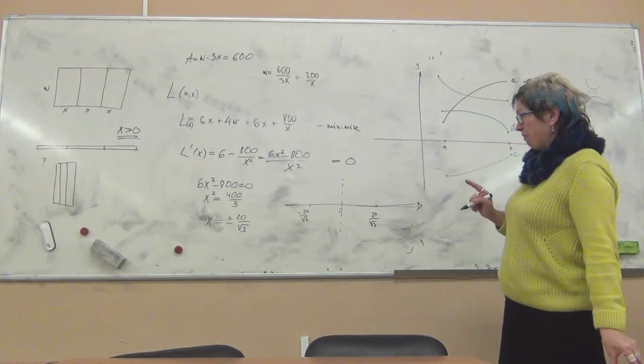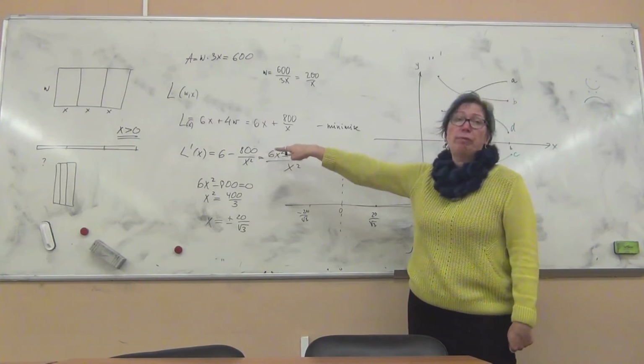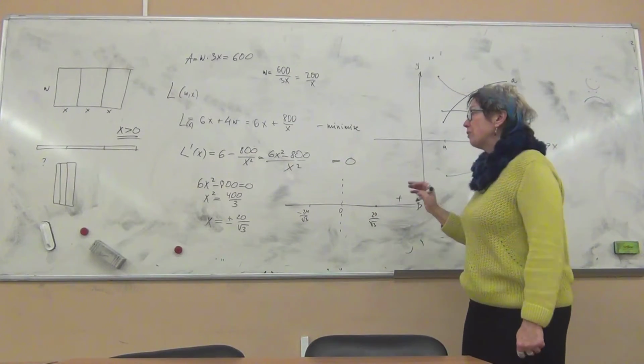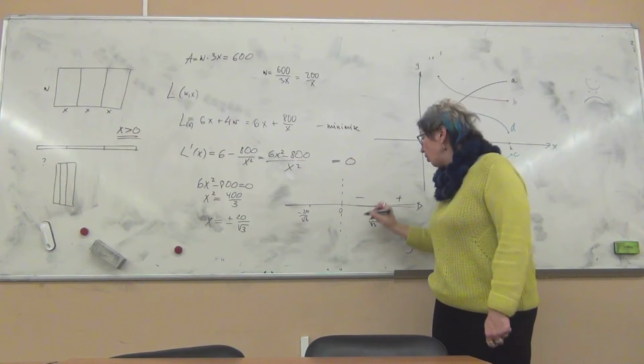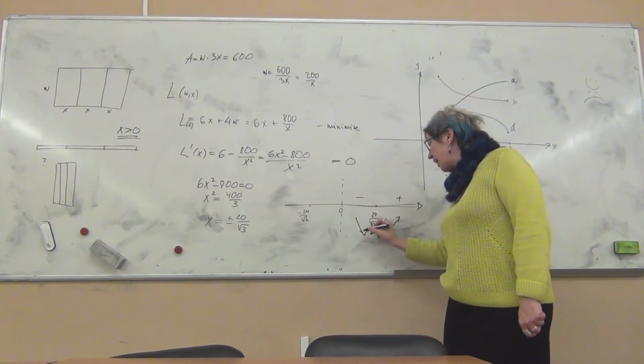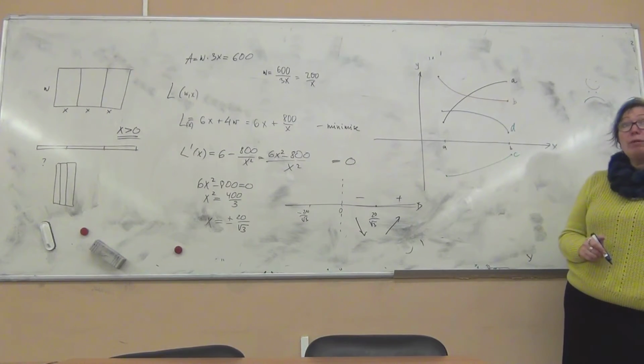So if x value is very, very large, then obviously this will be positive. And if x value is very, very small, then obviously this will be negative. So I can see that this is indeed the minimum point.